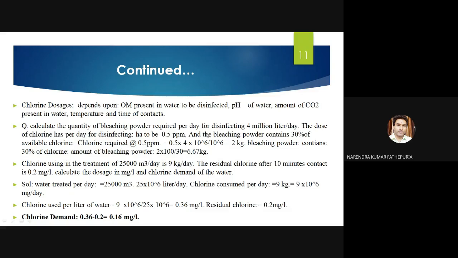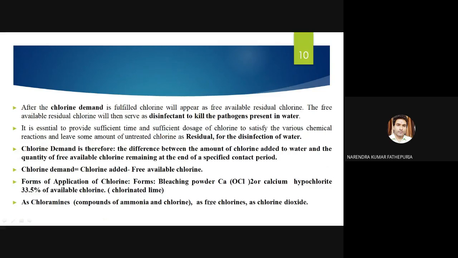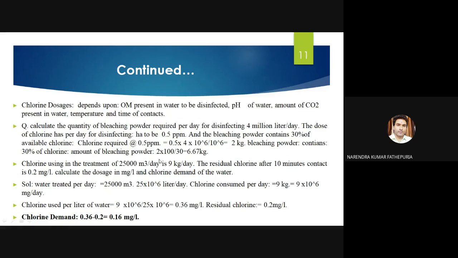Calculate the quantity of bleaching powder required per day for disinfecting 4 million liter per day, 4 MLD water. The dose of chlorine for disinfecting is to be 0.5 ppm, and the bleaching powder contains 30% of available chlorine. If it is not given, you consider 33.5% of available chlorine in bleaching powder. As I mentioned here, calcium hypochlorite contains 33.5% of available chlorine. Calcium hypochlorite is nothing but bleaching powder only.